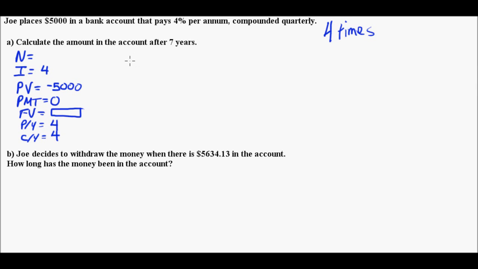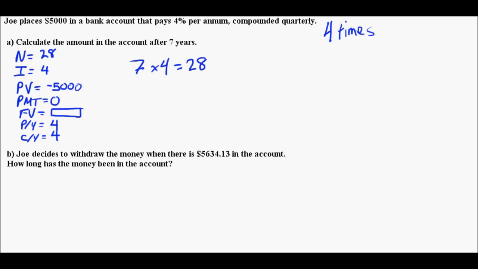Well, if there's 4 per year times 7, so 7 times 4, you would get 28 different payment cycles. And this is actually pretty relevant to real life, like when you have a car payment for 5 years, 12 times a year, you have 60 payments. So anyway, this is going to be 28 payments.